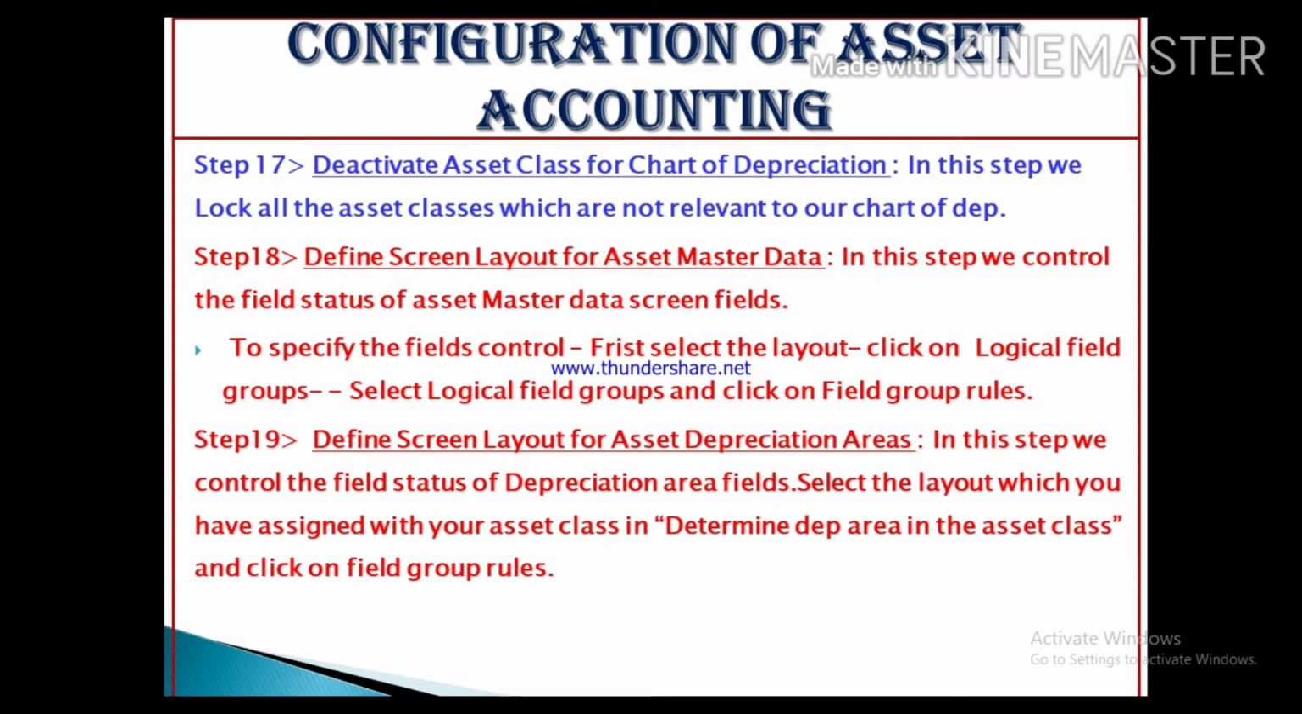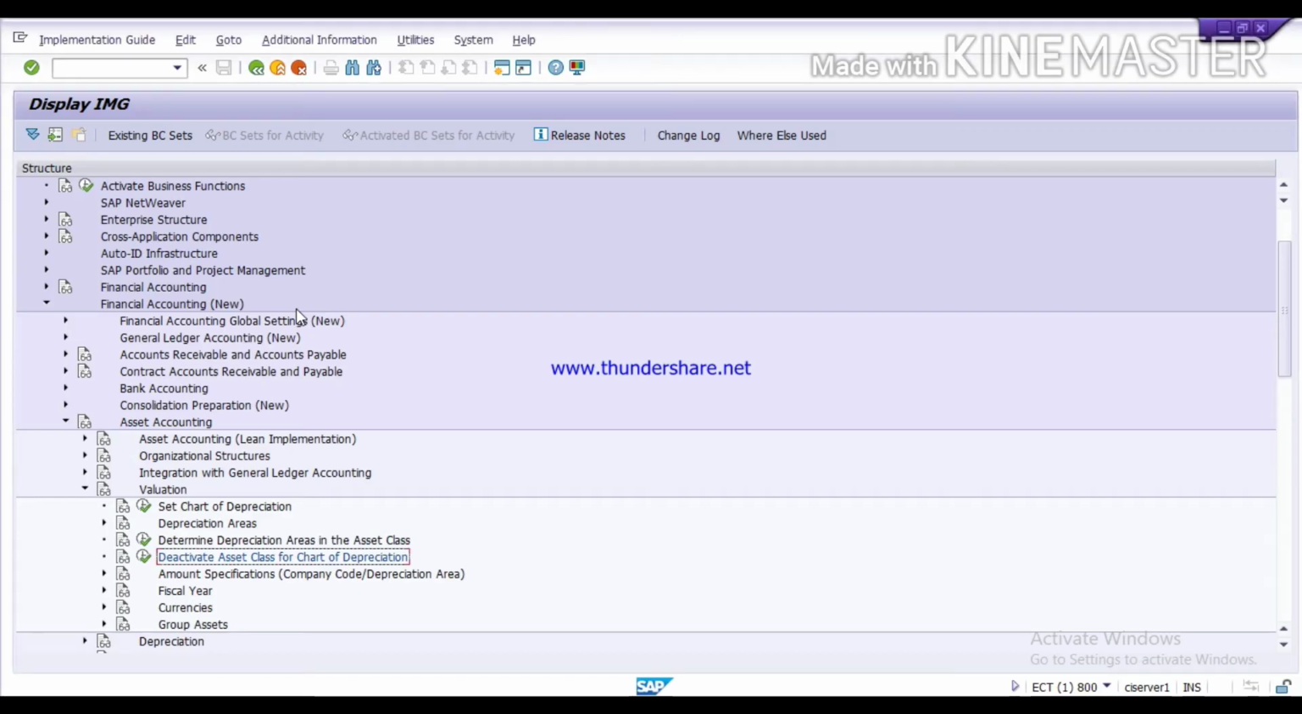Now the next step is define screen layout for asset master data. As we have discussed what is screen layout in a previous video, in this step we will just define the screen layout for asset master data. In this step we control the fields of the asset master data screen. Which fields you want to see on the asset master data screen, you can control by this screen layout. To specify the field control, now go to the SAP screen and do the practical. It will be more clear.